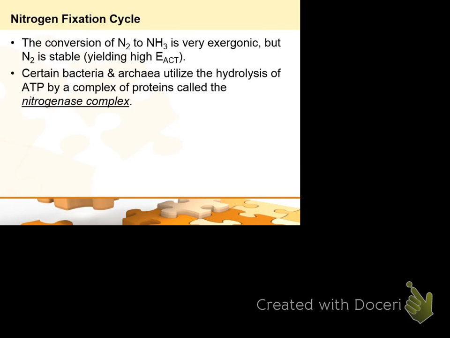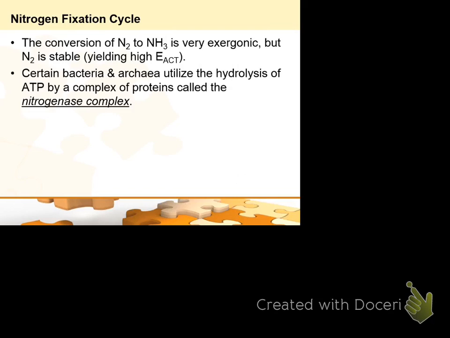It is very exergonic, as you can imagine, but the N2 is stable. So because of that, it has a very high energy of activation. So then what happens is certain bacteria and archaea will utilize ATP, since N2 is so stable, to break it down. And they have a whole complex that I do want you to be able to discuss called the nitrogenase complex. So the nitrogenase complex is what's going to ultimately be breaking it down.